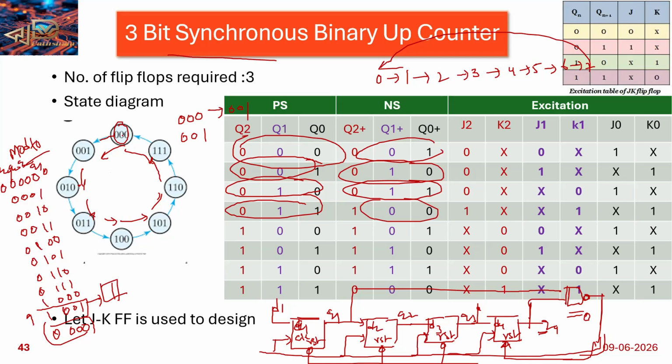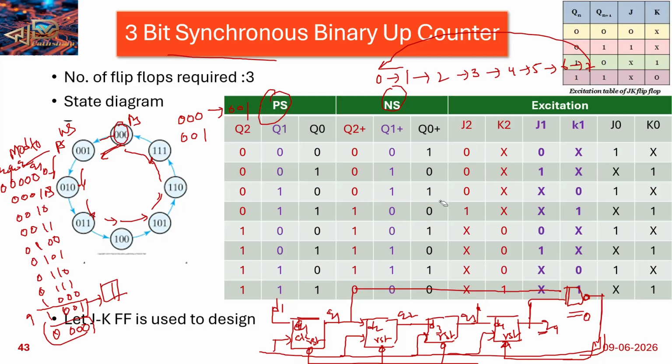Present state is 0, then the next state is 1. Present state is 1, the next state is 2. This way we are forming the present state and next state. Based on that, we calculate the excitation table. Whatever type of flip-flop you consider, based on that you need to use the flip-flop excitation table. Here I am considering the JK flip-flop.